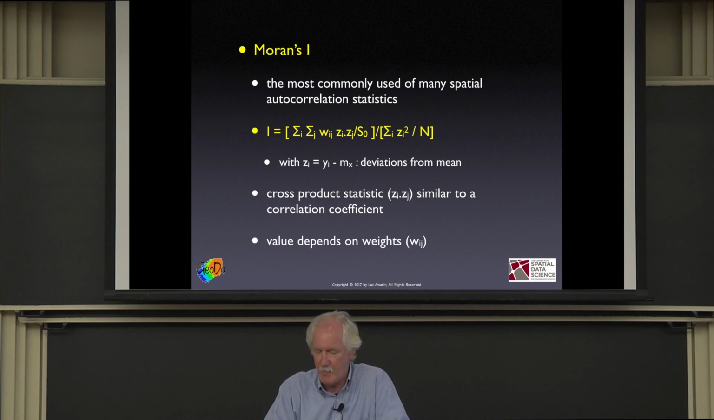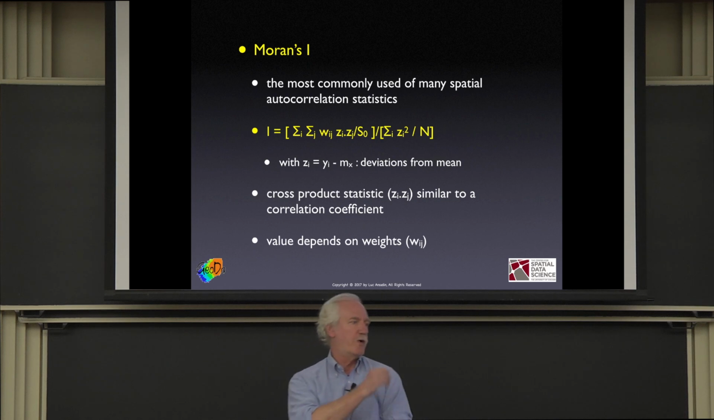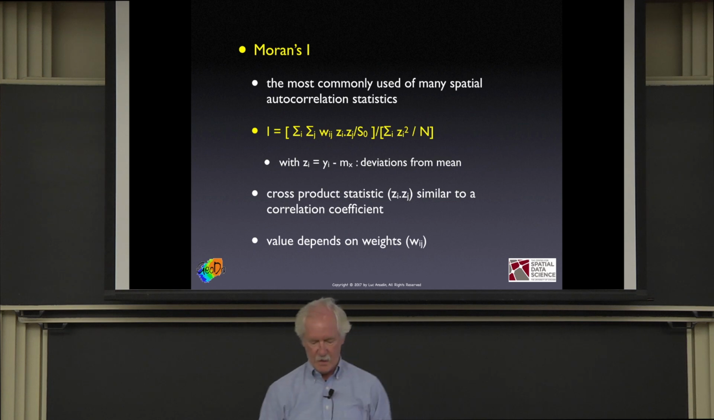And then in the denominator, we have a measure of variance. We have the sum of square deviations from the mean divided by the number of observations. So this looks very similar to a Pearson cross-product correlation, but it isn't, and that's important to know.